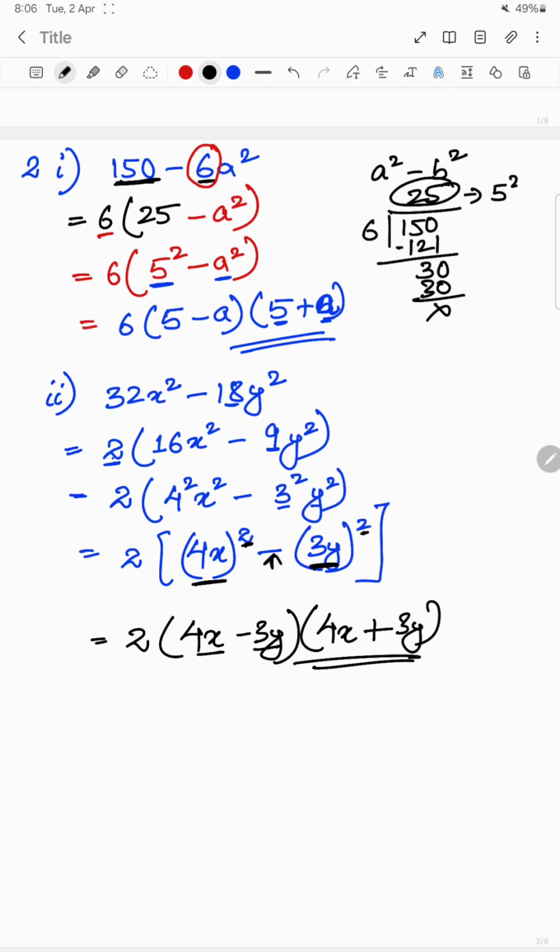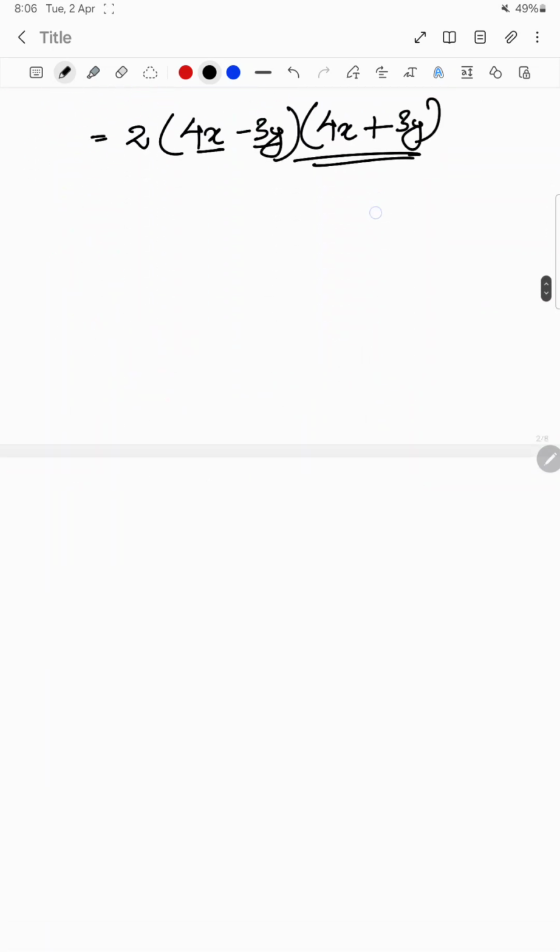So this is the solution for question number 2, Roman number 2. Now let's see question number 3. Okay, so pay attention. I have here the question as x minus y whole square minus 9. So as I told you, I need to convert this question in the form of a square minus b square. So here I have this x minus y as a whole as a, so a square, and this 9 I can write as 3 square.